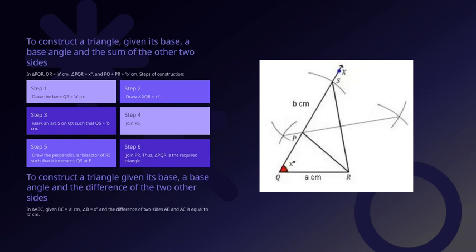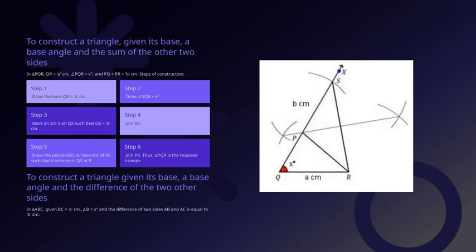Now the steps start with drawing the base QR of length a cm. This forms the foundation of our construction. Next, on a line extending from Q, we mark an arc S such that the distance QS equals b cm. This is crucial because it sets the total length of the two sides we're working with. Then, at point Q, we draw the angle XQR equal to x degrees. This helps us establish the correct orientation for our triangle based on the given angle.